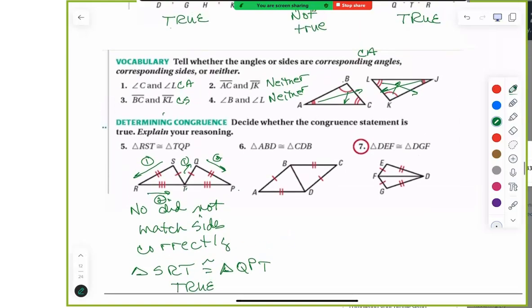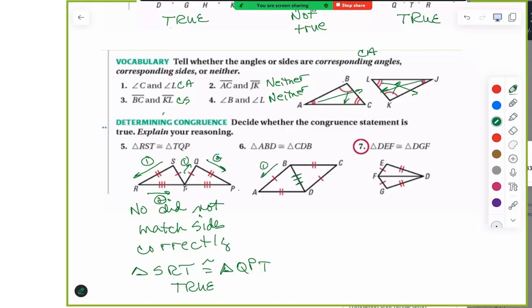Okay, next one. So here's your reflexive piece. This is equal to itself. So it's an equal part of both triangles. So ABD, they went down the single and then down the double. CDB, they went down the single and then down the triple. So this is a no. They did not match this correctly.